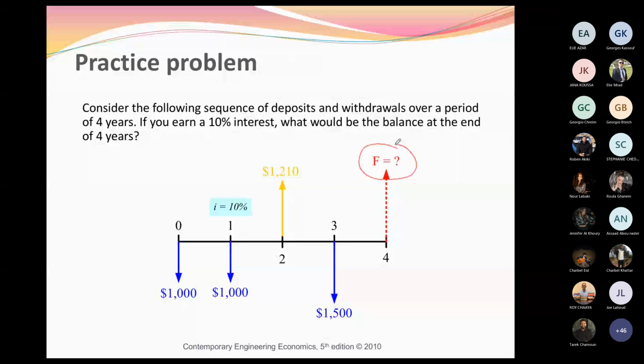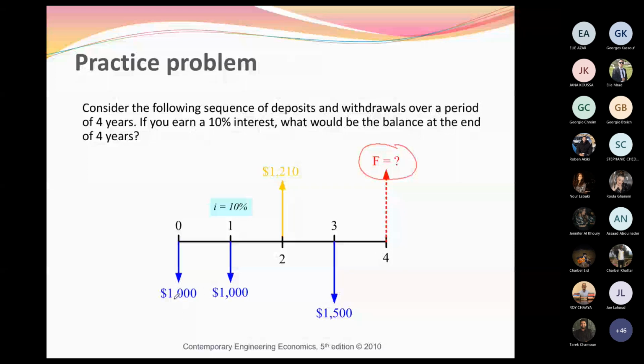So what is F? We need to find the value of 1,000 in 4 years, the value of the second 1,000 in 3 years, the value of this 1,210 after 2 years, the value of this 1,500 after 1 year. So I need to see the value of each amount at end of year 4. We solved it in the last lecture using this method.